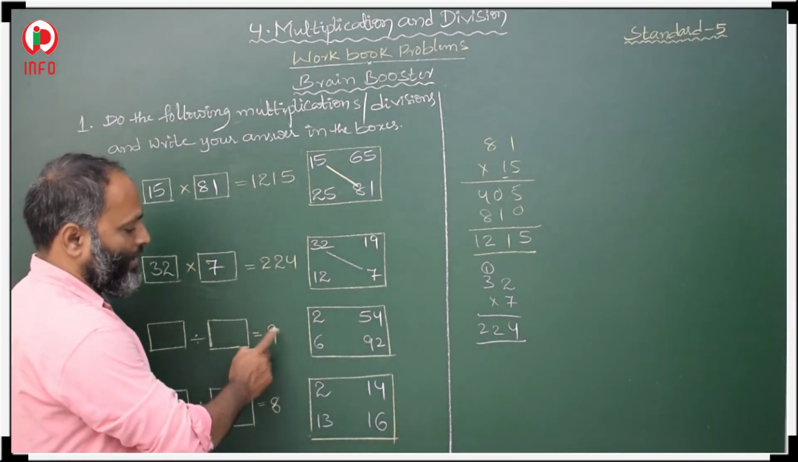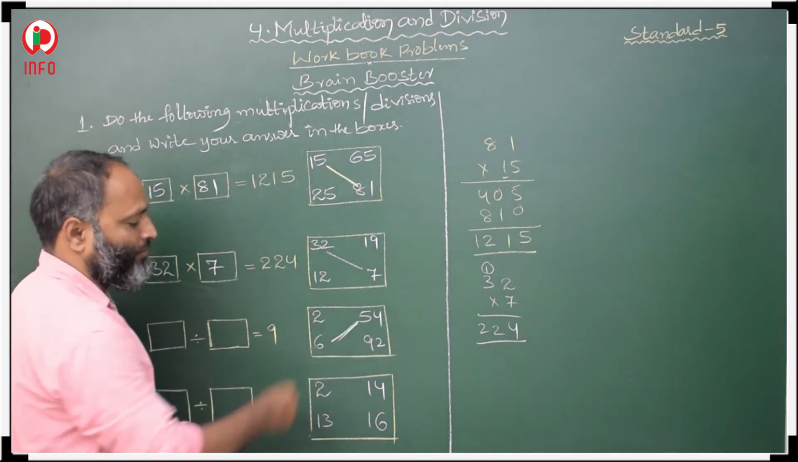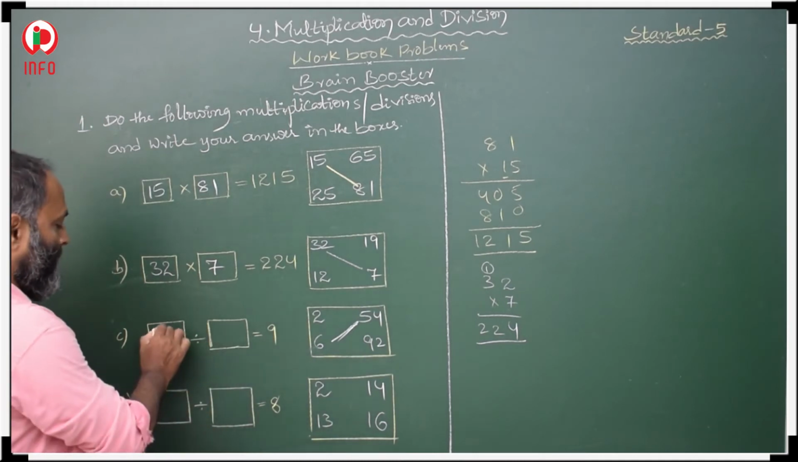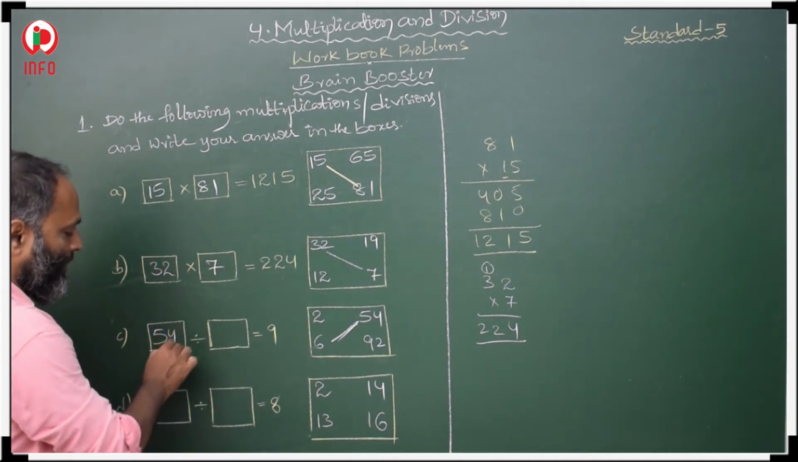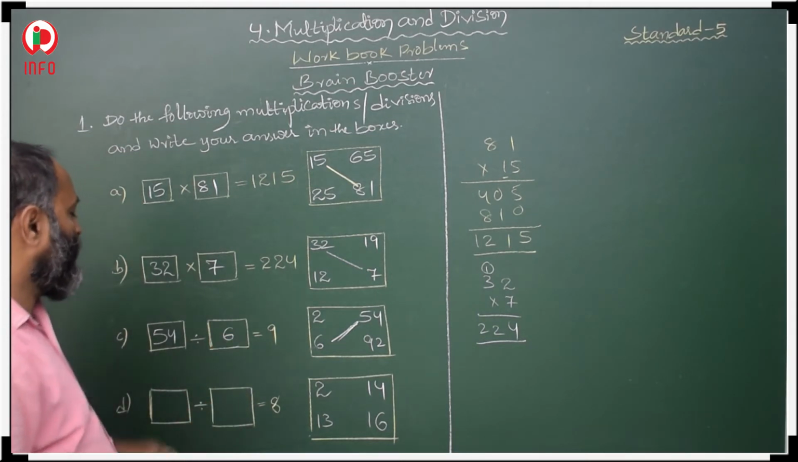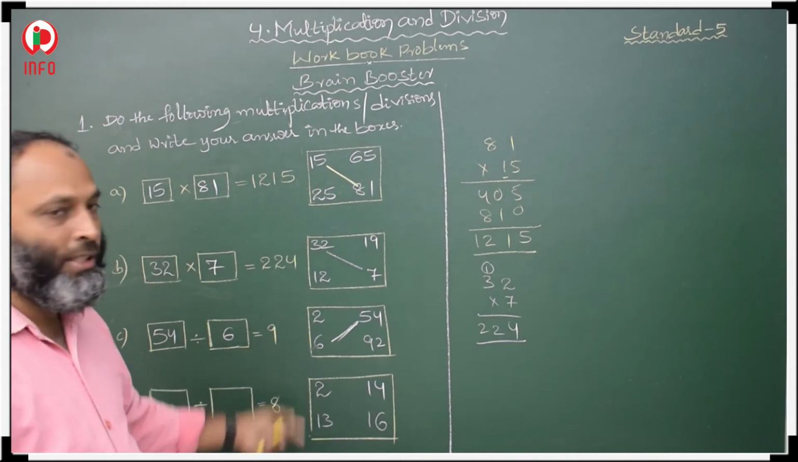And 9 6s are 54. It means we have to take 54 here. This is our dividend and the divisor is 6. If this 6 divides this 54, then our quotient is 9.